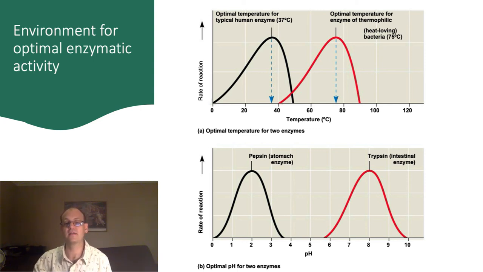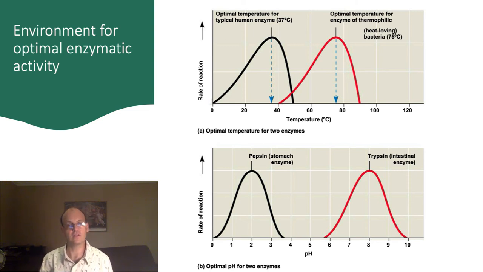Other organisms that live in different environments have enzymes that operate optimally at different temperatures. That is the case with bacteria and archaea that live in hot springs. In order to live at such high temperatures, their enzymes must be capable of not being denatured at those high temperatures. The pH is also a very important consideration for enzyme activity.